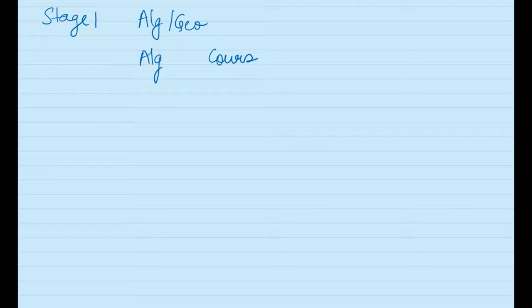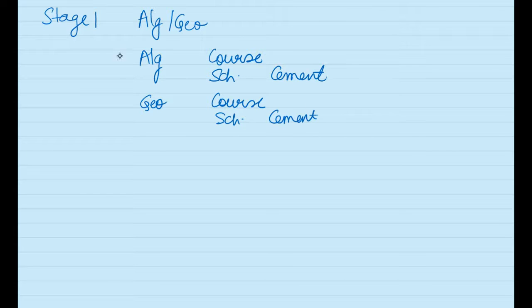To reiterate, you are starting with stage 1 for the Algebra Geometry section, and you will begin with the Algebra course. You'll go through the course and then go through Scholaranium for cementing of the methods, and then you will do Geometry: first the course, and then Scholaranium for cementing. So with this, happy learning. Get started with your algebra course.